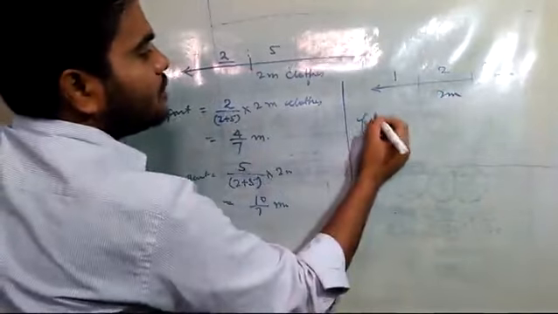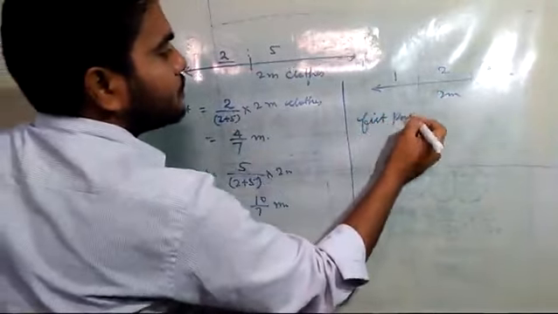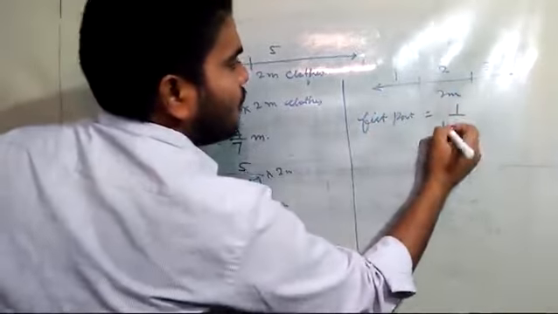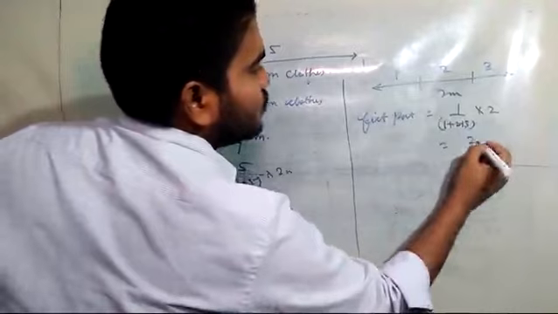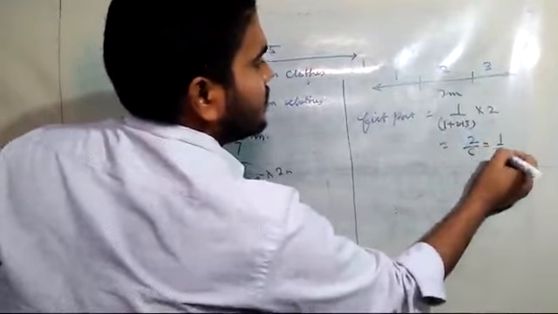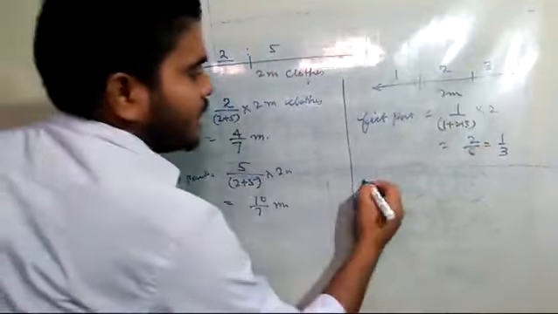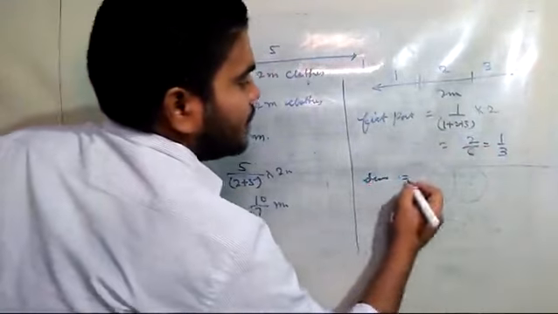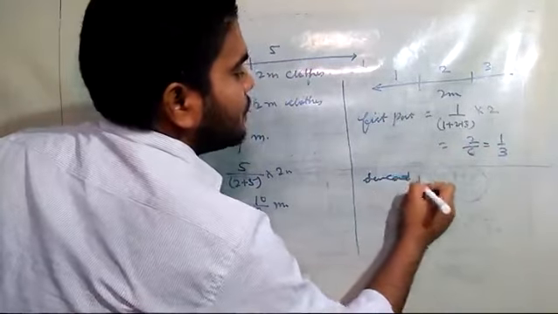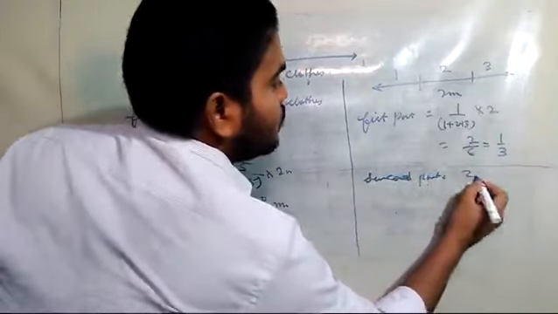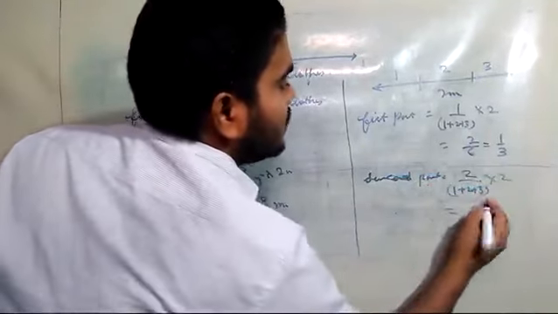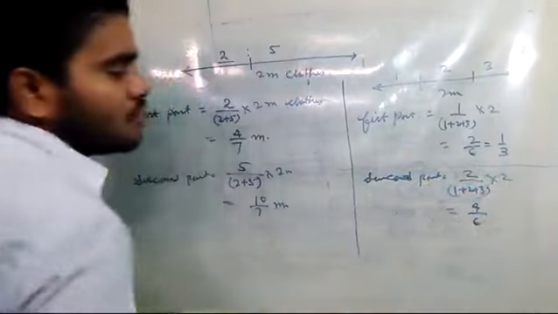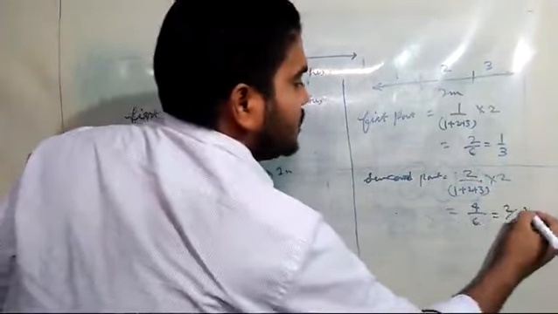Now the first part will be equal to 1 by 1 plus 2 plus 3 into 2. So it will be 2 by 6, 1 by 3. Now the second part will be equal to 2 by 1 plus 2 plus 3 into 2. That means 4 by 6. 4 by 6 means 2 by 3 meter.